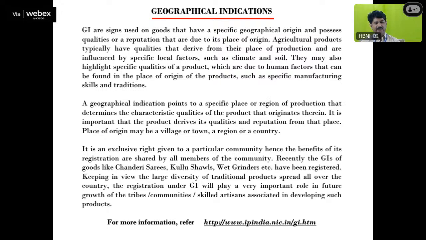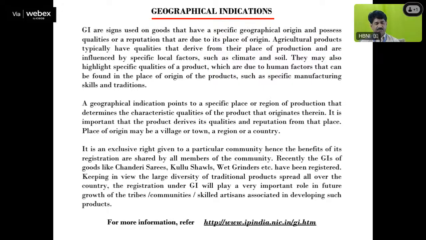Keeping in view the large diversity of traditional products spread all over the country, registration under GI will play a very important role in the future growth of the tribes, communities, and skilled artisans associated with developing such products. Many tribal communities produce very nice products, and if they have this GI tag, people can understand that this particular material or process belongs to that community, and if somebody is interested, they can go for that particular thing. This way, geographical indications, or GI tags, are quite important, and you can get more information on this particular website.